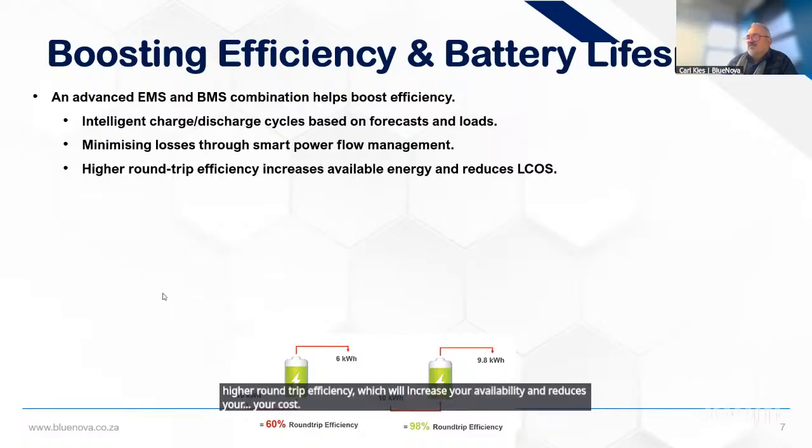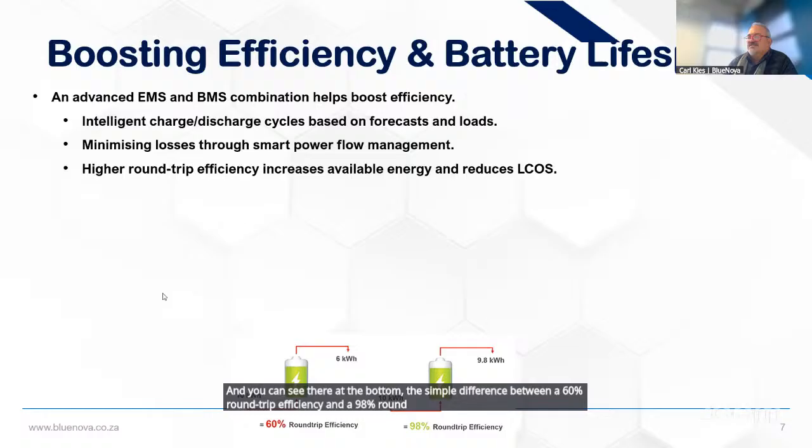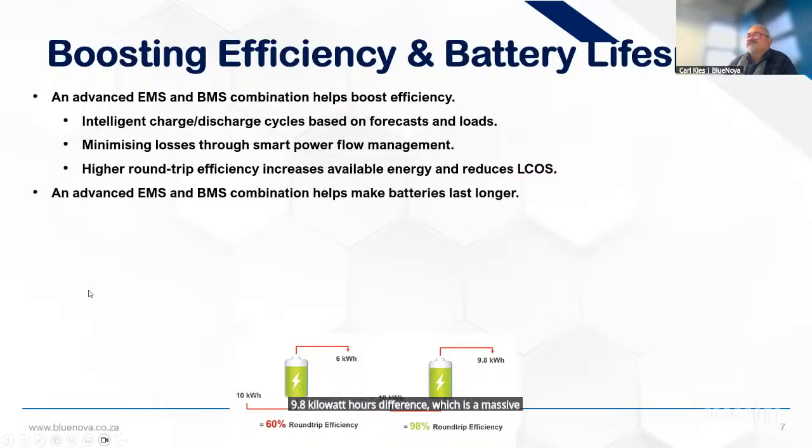You can see at the bottom the simple difference between a 60% round trip efficiency and a 98% round trip efficiency: for every 10 kilowatt hours that you charge into the system, in one case you only have 6 kilowatt hours of usable energy, whereas the other gives you 9.8 kilowatt hours, which is a massive benefit.